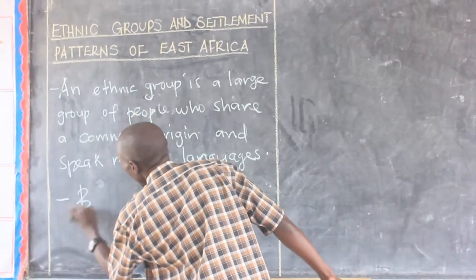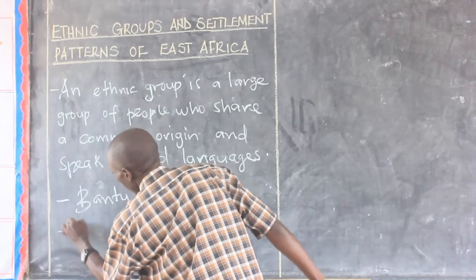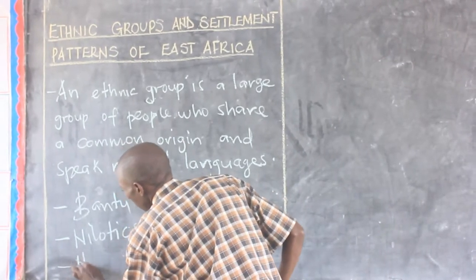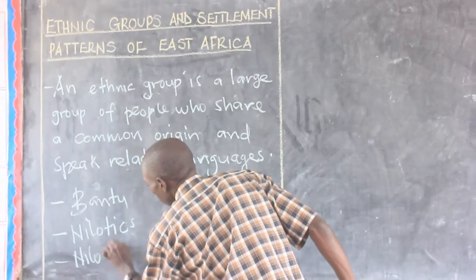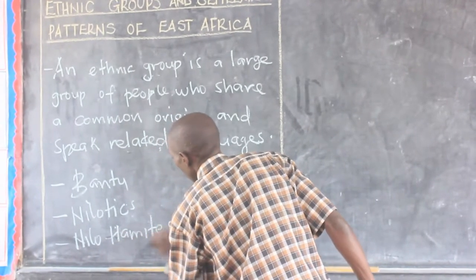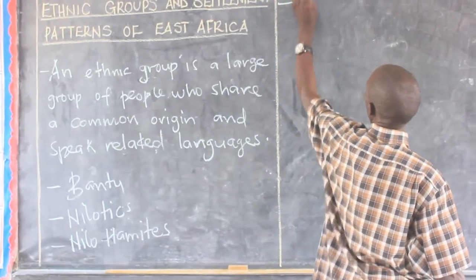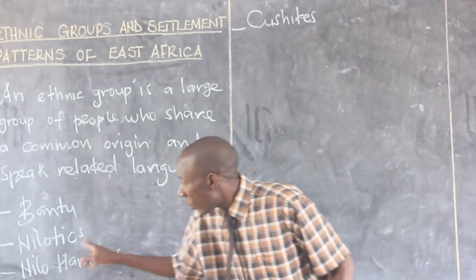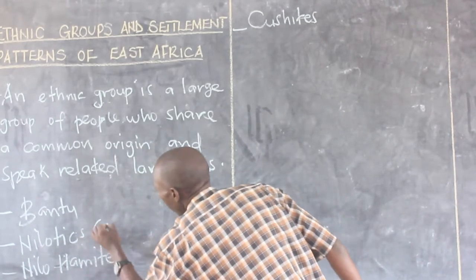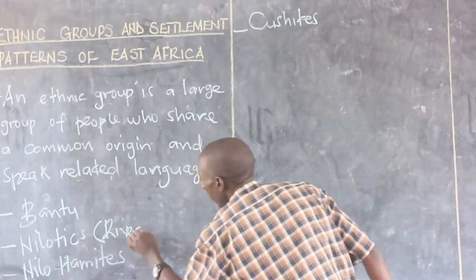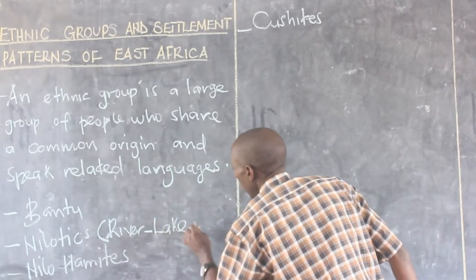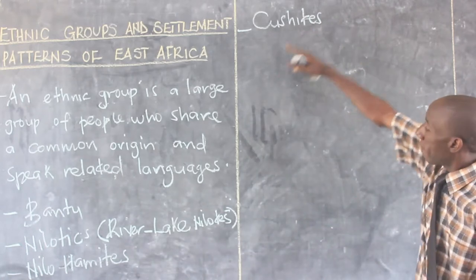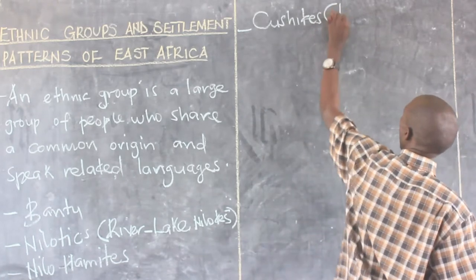They include the Bantu, the Nilotics, the Nilo-Hamites, and then the Kushites. The Nilotics are also known as the River Lake Nilotes. And the Kushites are also known as the Hamites.